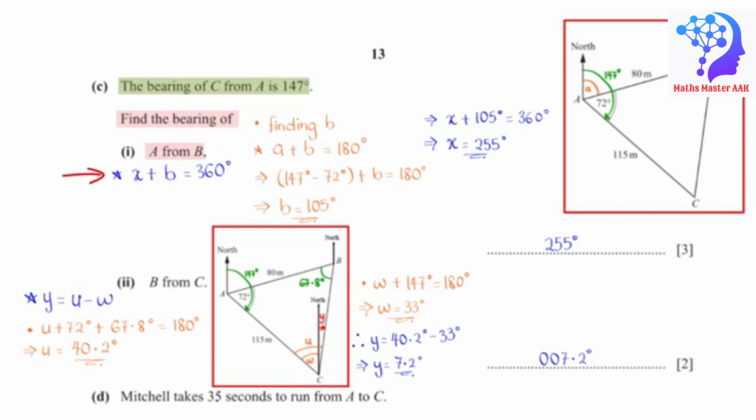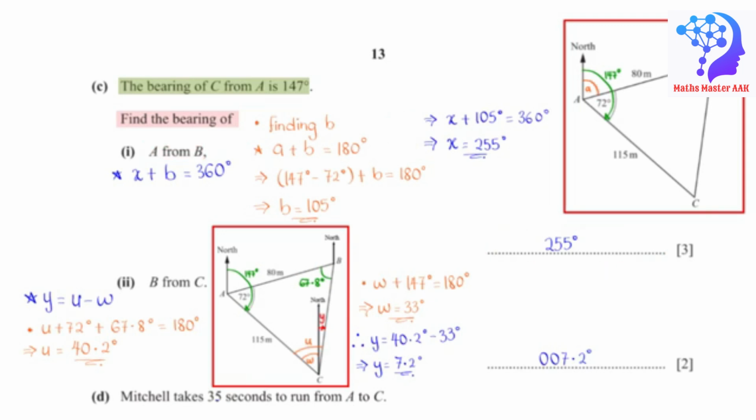X plus B is equal to 360 degrees. A and B are interior angles, and so this means that A plus B is equal to 180 degrees. We can find A by subtracting 72 degrees from 147 degrees. This gives us B equals 105 degrees. So now that we found the value of B, we have X plus 105 degrees equals 360 degrees. This gives us X equals 255 degrees.